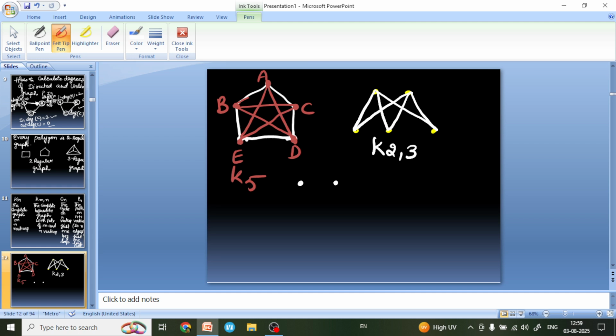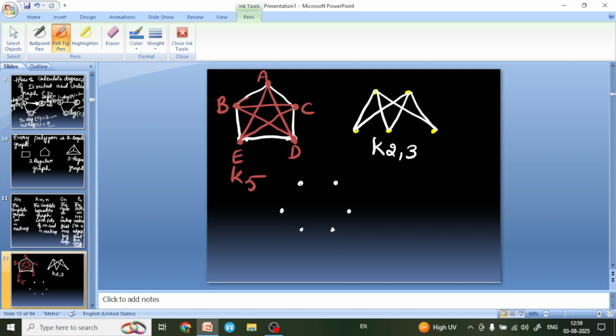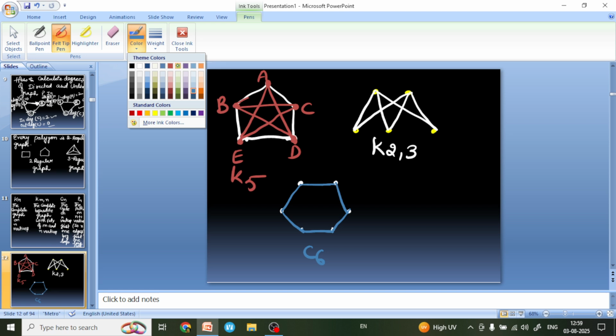And next one is 1, 2, 3, 4, 5, 6, and this draws one cycle. You can see C6.